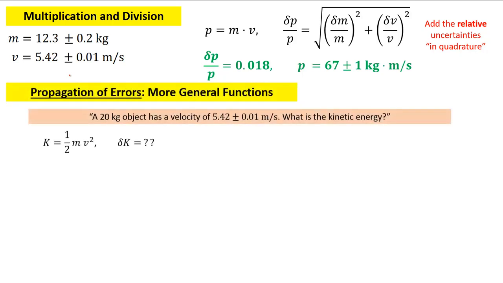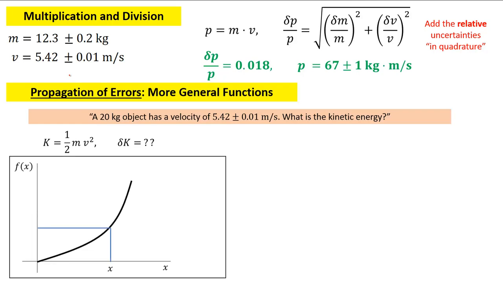What if you have a more general function, though? This is called propagation of errors, figuring out how to calculate the uncertainty in more general calculations of quantities with uncertainties. So let's say I have a 20 kilogram object, with some velocity, which has uncertainty associated with it. What is the kinetic energy? Well, I can calculate the measured value of the kinetic energy, 1/2 mv squared, and using the central measured value here, I can calculate K. But what is the uncertainty in the kinetic energy? Or more generally, what is the uncertainty in some general function, say, of the velocity?